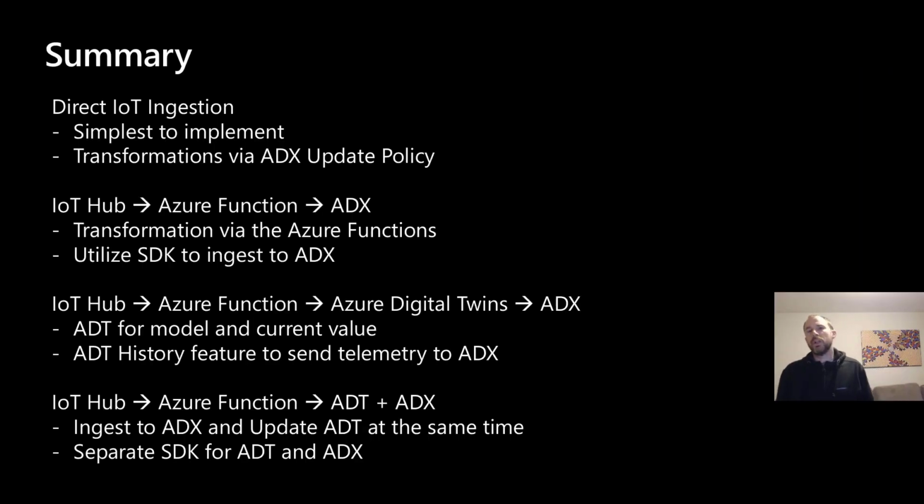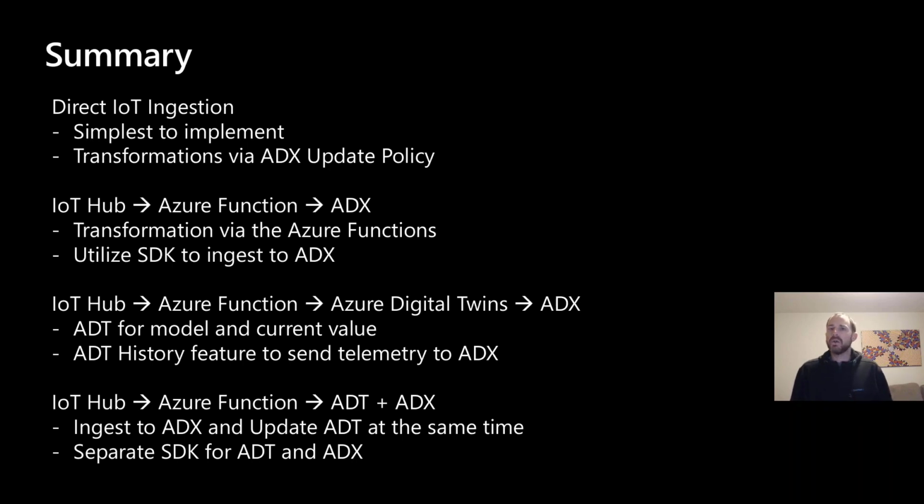So that was really quick. The most common patterns that we see on ingesting IoT data into ADX. Just as a summary to go through each one of those, the simplest and easiest to get connected is direct connection to IoT Hub. In that case, you set up a managed data connection and then you do your transformations via ADX update policies. The next one we looked at was IoT Hub to an Azure function and then write it to ADX. And so what this allows you to do is a little bit more advanced transformations within the Azure function and then utilize the SDKs that are available in ADX to write it to ADX.